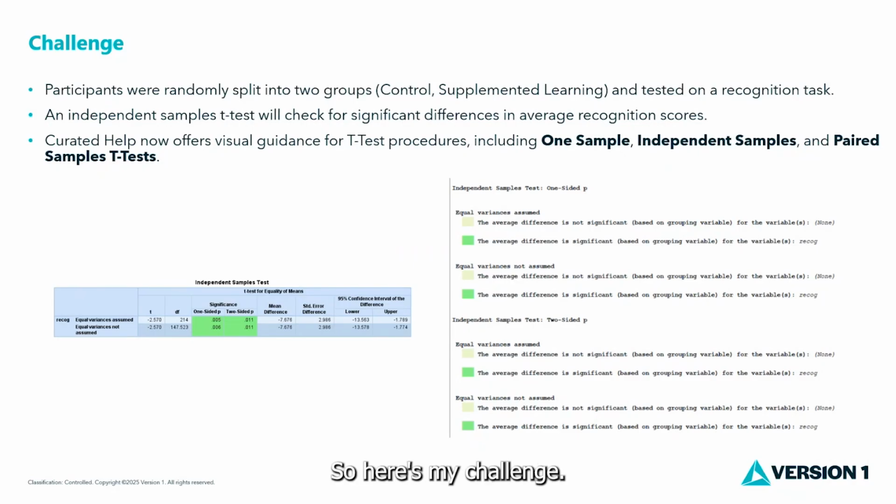So here's my challenge. We conducted a study and we split our participants into two groups. There was a control group and a supplemented learning group, and we tested them on a recognition task. Now we want to run an independent samples t-test, and this will allow us to check for significant differences in the average recognition scores. So we now have curated help, and this will give us quick visual guidance for t-test procedures. You'll be able to find it on one sample, independent samples, and paired samples t-tests.